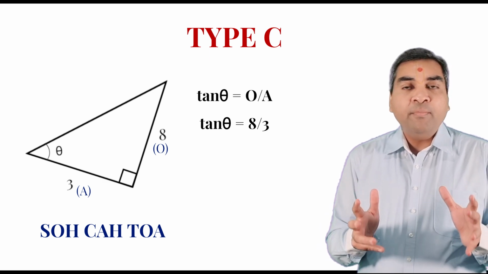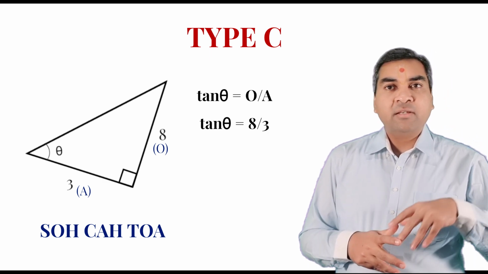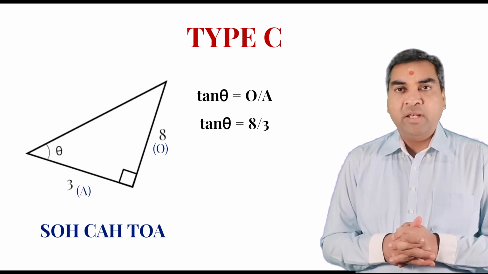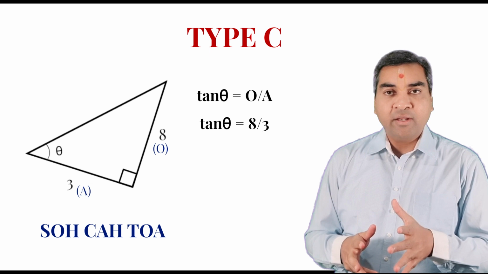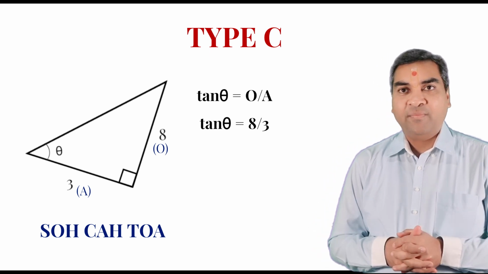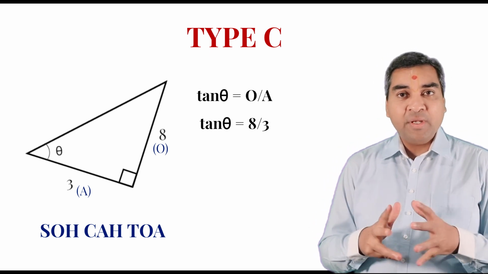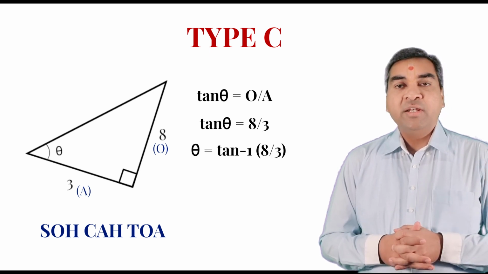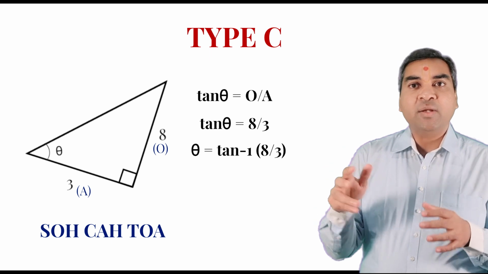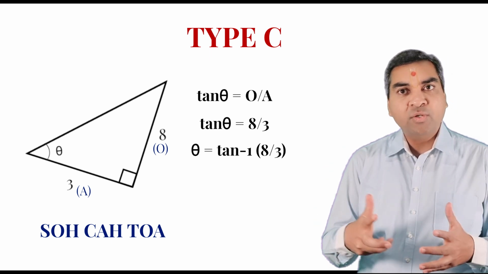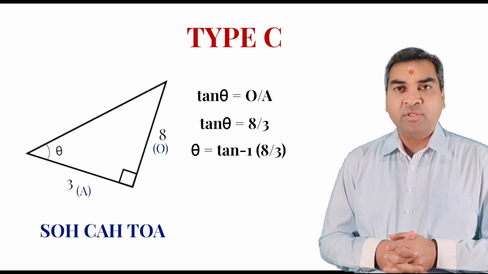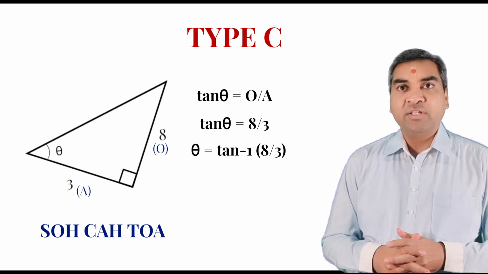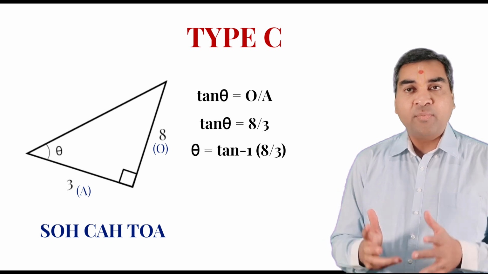Now it's very, very important to understand. Tan theta equal to 8 upon 3. Now how to get theta? Many times students say, divide by tan. It's not like that. The next step is, theta equal to tan inverse 8 upon 3. Many times students say tan minus 1 of 8 upon 3. But you can speak technically correctly, which is tan inverse 8 upon 3.